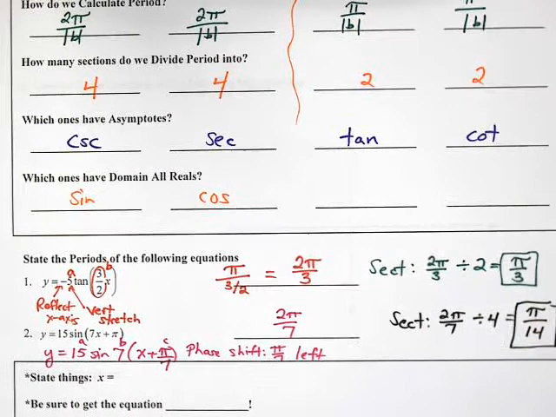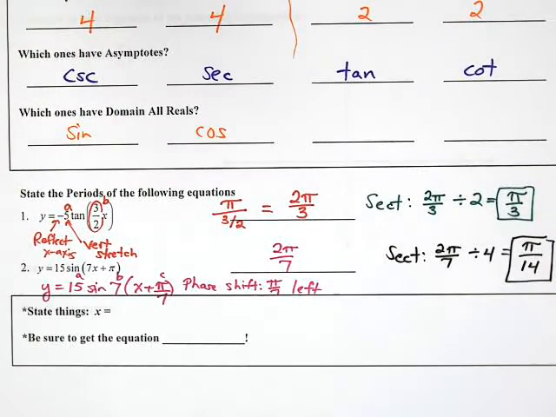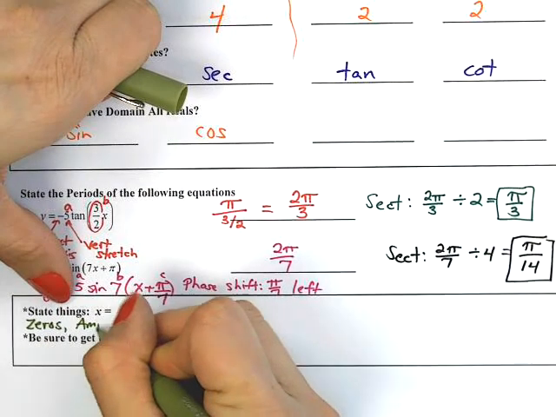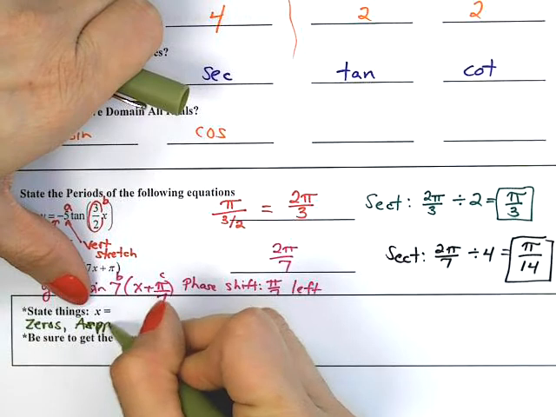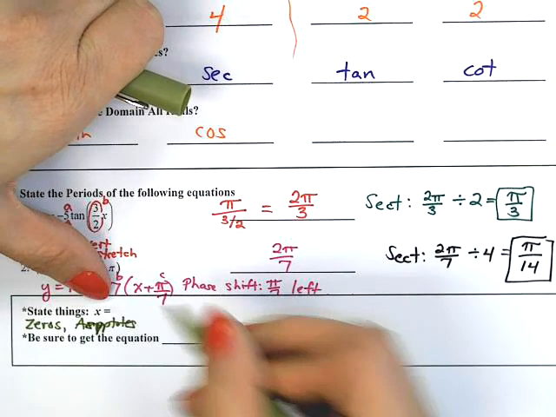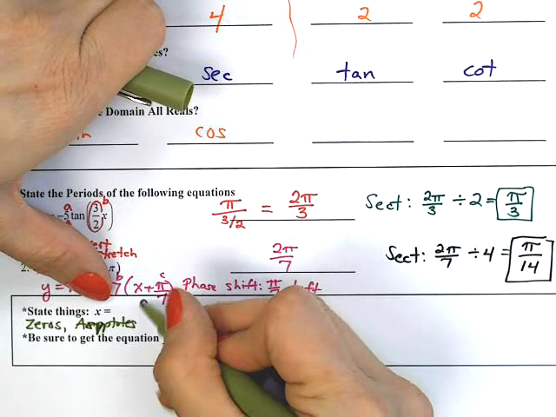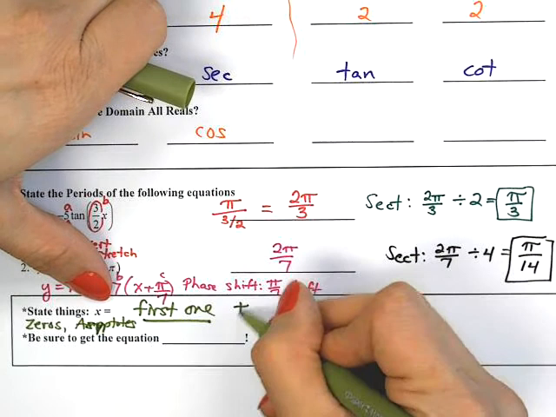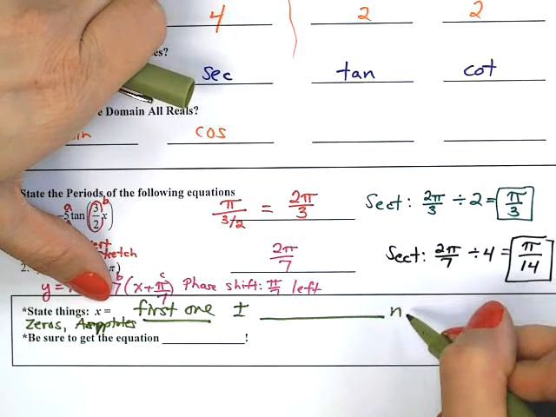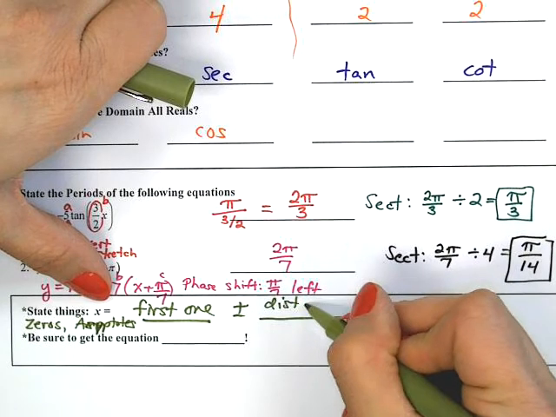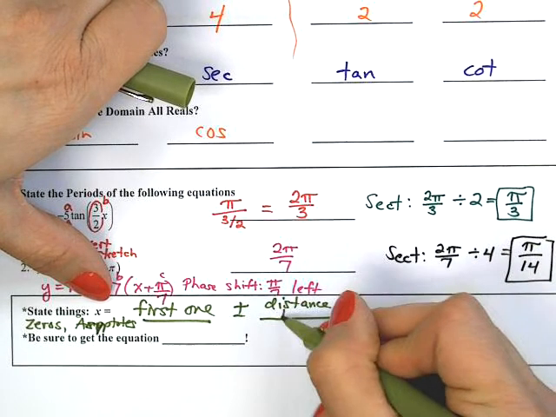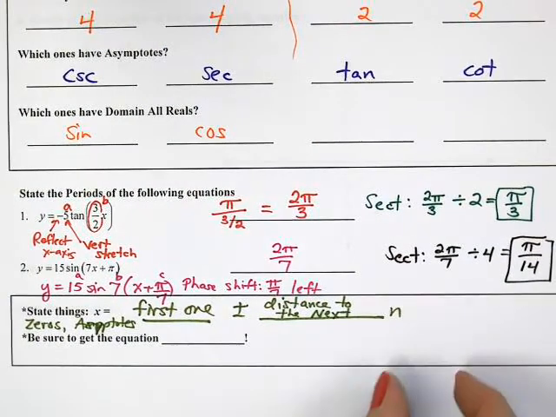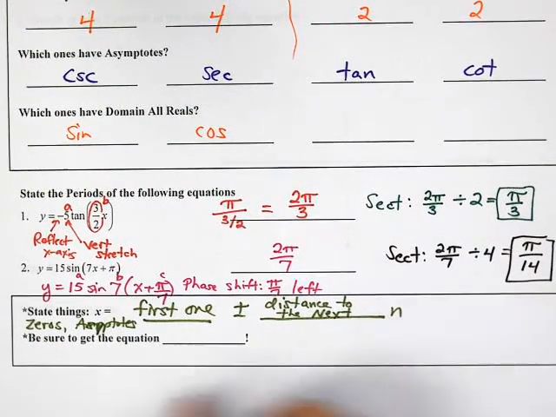Okay, how do you state things? Let's not forget how to do this. So how do you state zeros or asymptotes, things like that? Asymptotes. Okay, so it's x equals, and it was always the first one. The first one. And then it's plus or minus something n. And it's always the distance to the next one. So even if the first one is far, far away, you write the first one, and then the distance left or right to all the other ones.